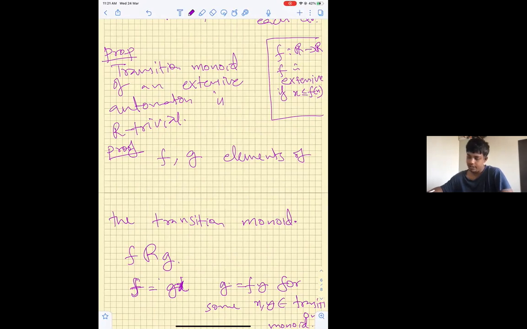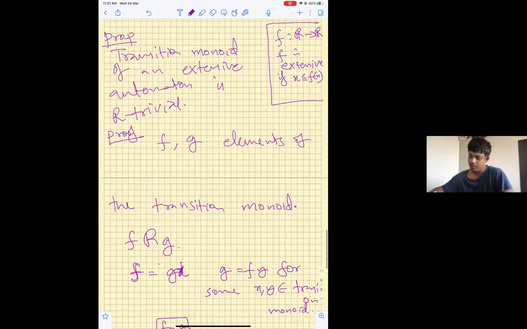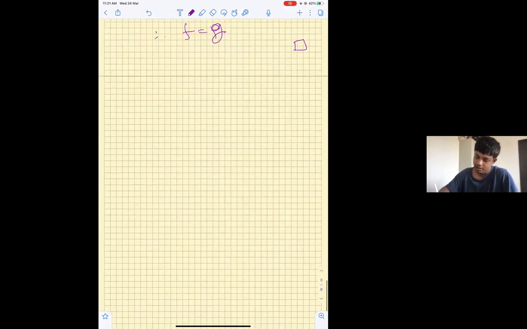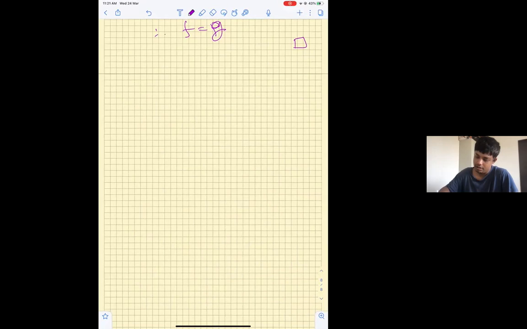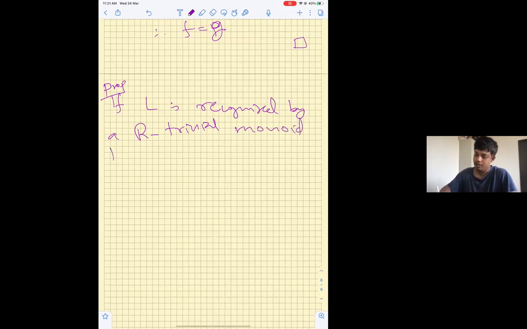So the transition model of an extensive automaton is hard to get. Now let's try to prove the other direction. If L is recognized by an R-trivial monoid, then there is an extensive automaton for L.